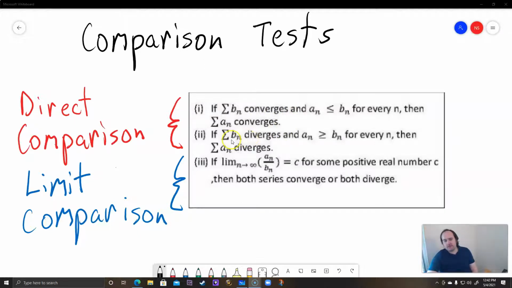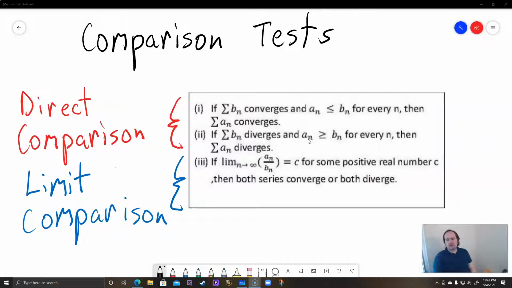Now, on the other hand, if the sum of bn diverges, in other words, the sum of bn goes to infinity or negative infinity, and an is greater than or equal to bn for every n, then the sum of an diverges. So this one is kind of the whole thing in reverse. This is still considered part of the direct comparison test, but this is case 2. So it's saying that in this case, if an is larger than bn for every n, and we know that bn diverges, then sum of an also has to diverge.